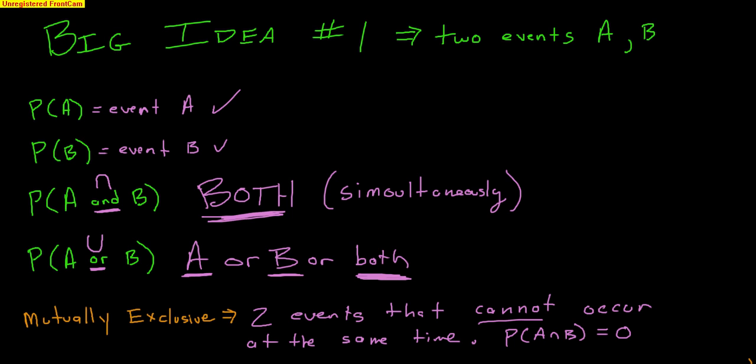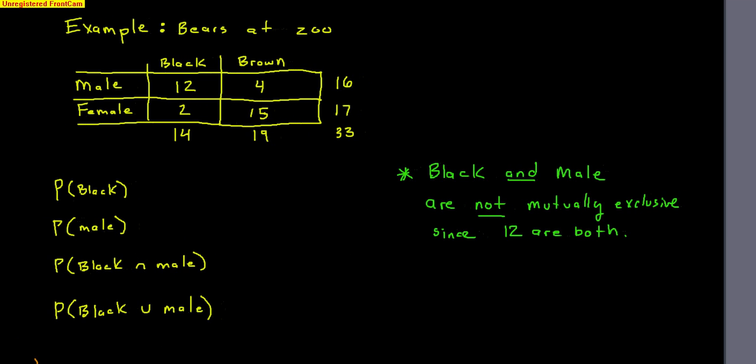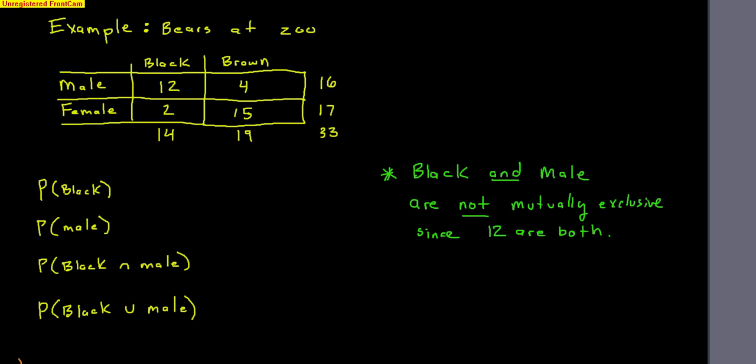Now, big idea number 1 is really simple, but I really want to make it easy through an example. So I came up with a little example here. Let's just say we're at the zoo and we're looking at bears, and we notice that there are two kinds of bears. There are black bears and there are brown bears, but there's also male bears and female bears. So I made a little chart here to show you about the bears that I counted at the zoo. You see my chart shows that there were 14 total black bears, 19 total brown bears, and 16 males, 17 females, 33 total bears.